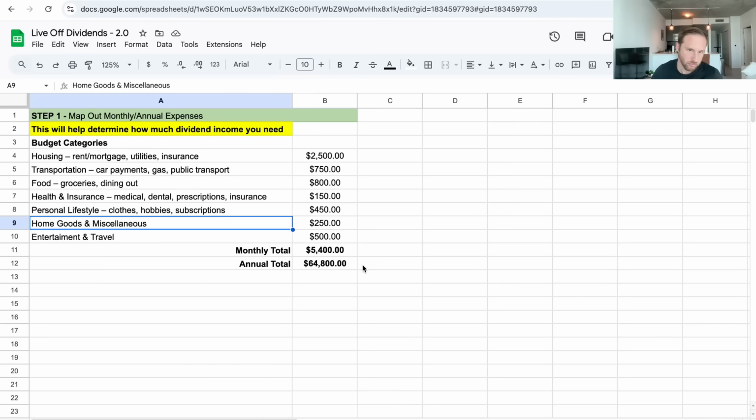So once those expenses have been sorted out, the next thing we're going to do is map out our investments and look at our year one cash flow. All right. So we want to look at year one cash flow with the investments.